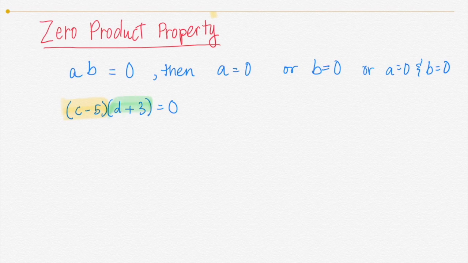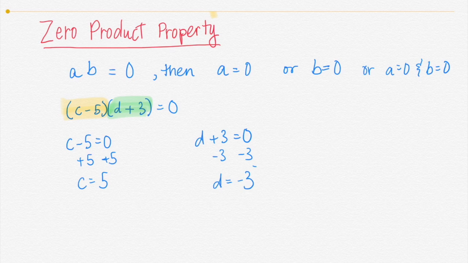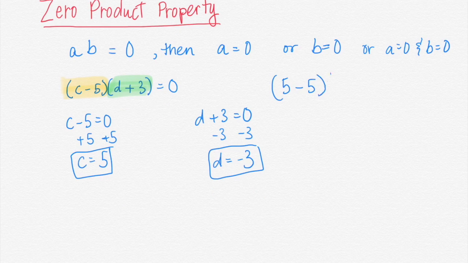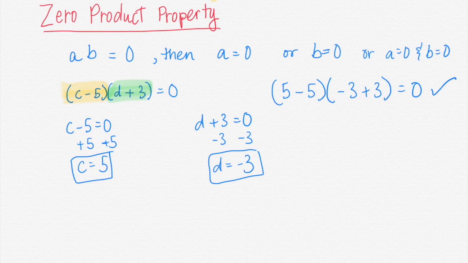So if I have something like c minus 5 and d plus 3, and I set those two equal to 0, then that means that one of these binomials is going to have to be 0, or both could potentially be 0. So how does that help me solve a quadratic equation? Well, when you have a trinomial, you factor it, and you end up with two factors like we have here. If we set c minus 5 equal to 0, or d plus 3 equal to 0, we simply have an equation that we can solve. C is 5 and d is negative 3. And you can plug it in to check and see if this works.